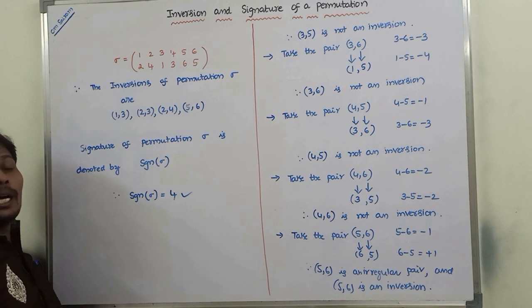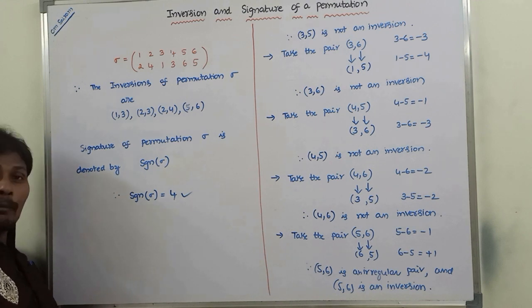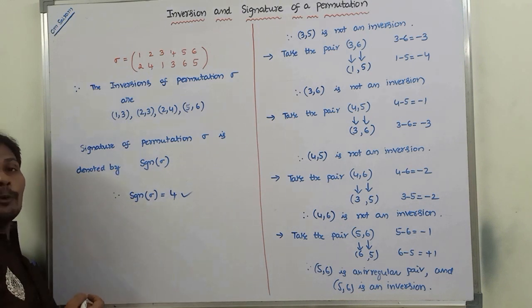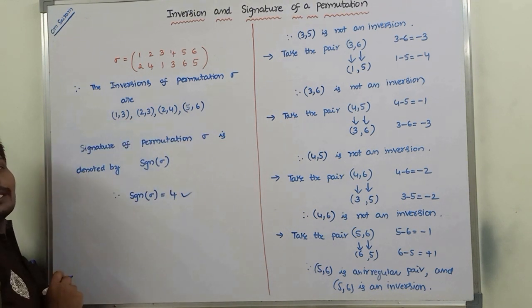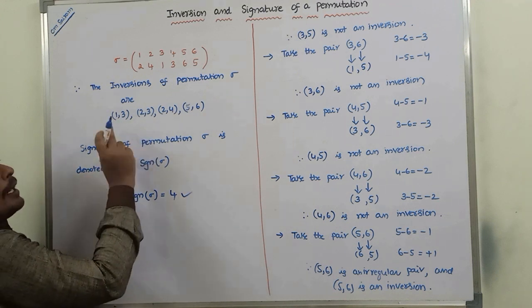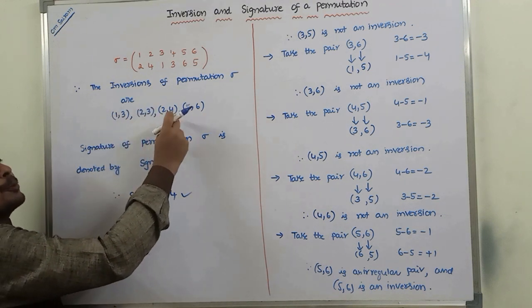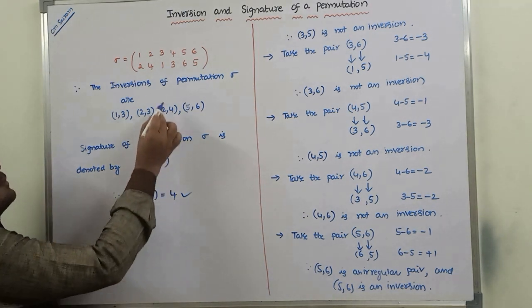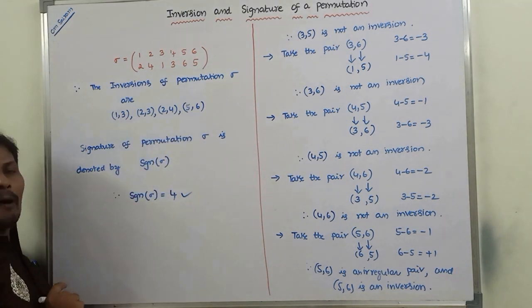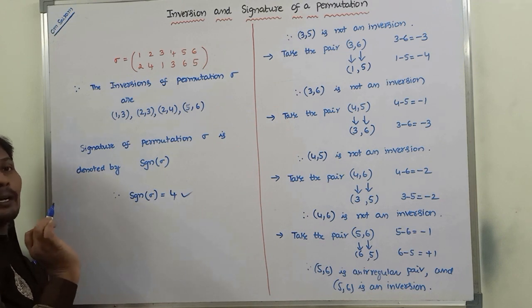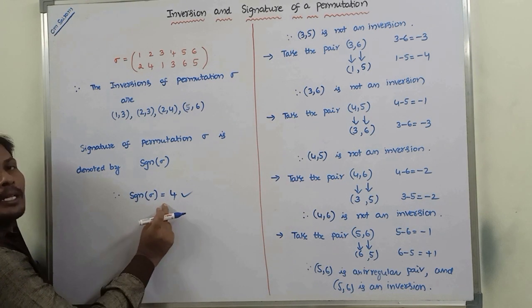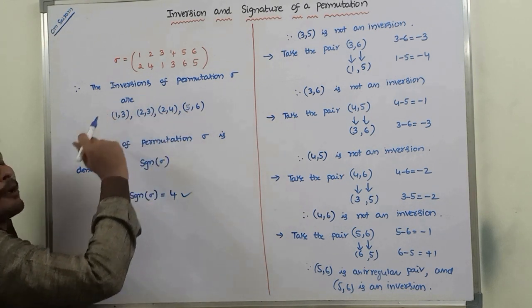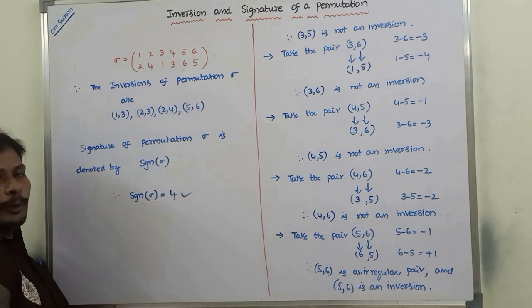Once we are finding out the inversions of permutation sigma, from that we have to find out the signature of permutation sigma. Okay. So how many pairs are we getting from permutation sigma? The inversions are 1 comma 3, 2 comma 3, 2 comma 4 and 5 comma 6. How many pairs are there? 4 pairs are there. Therefore, signature of sigma is equal to the total number of inversion pairs of permutation sigma. That is equal to 4.